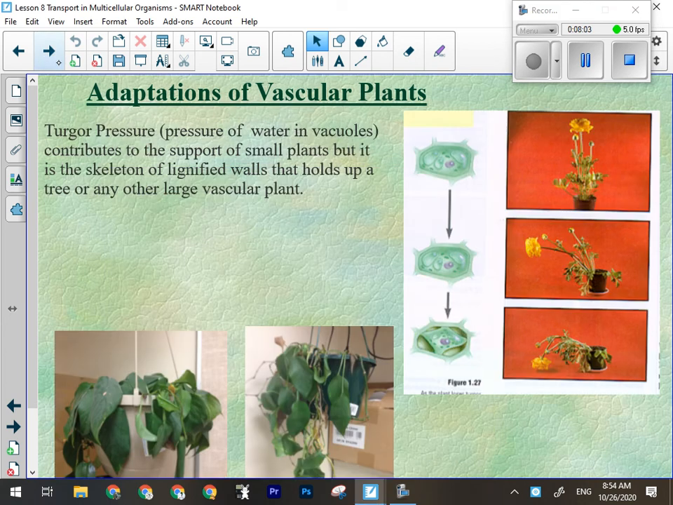Okay, turgor pressure is what we just looked at, that video of the plant recovering. Turgor pressure is the force of those vacuoles from inside pushing against the cell wall.